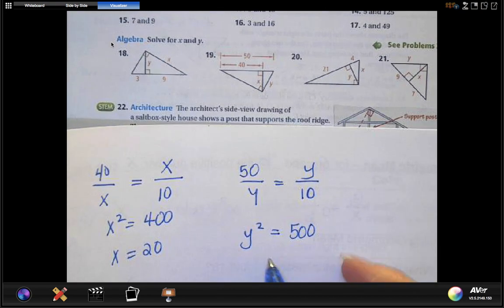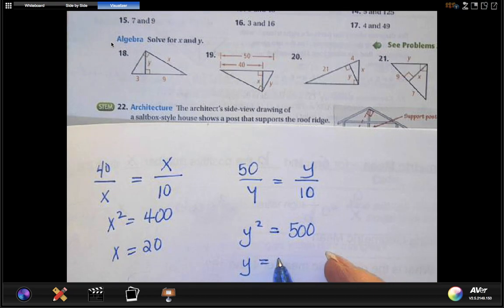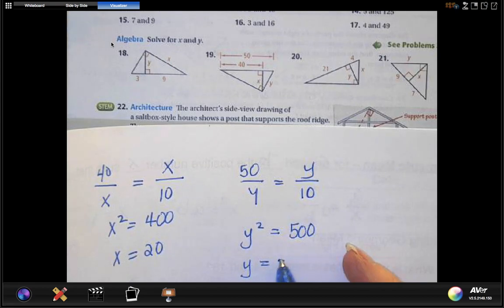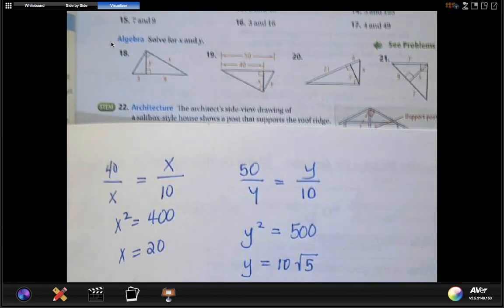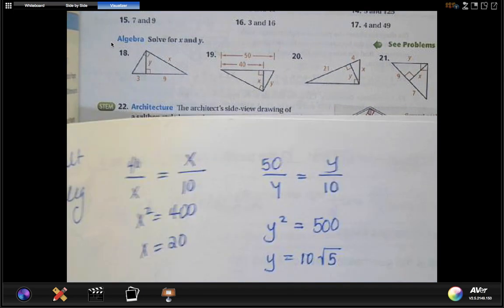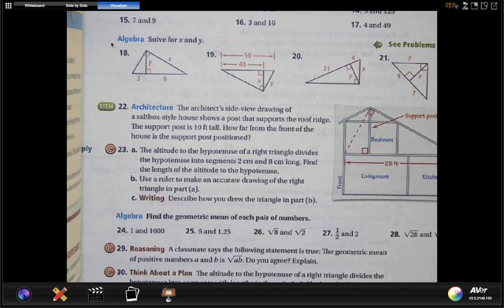500 is 100 times 5, so when I take the square root of 100, I get 10. Can't take the square root of 5, so I have 10 square roots of 5. Okay? All right, I'm going to look at 30.